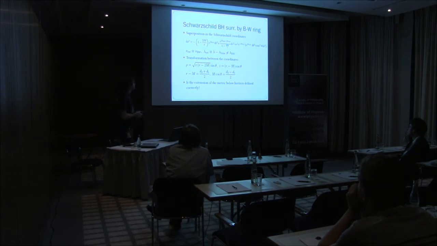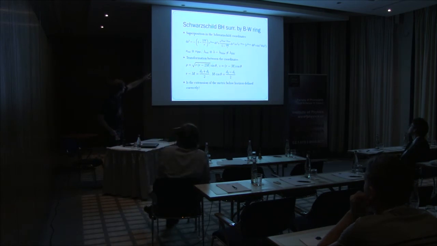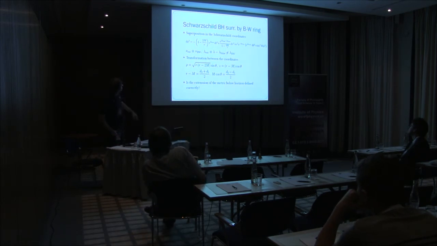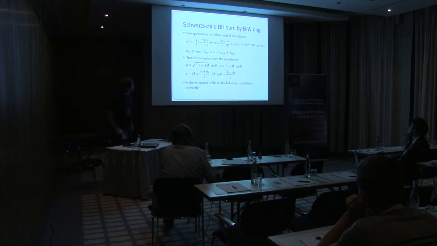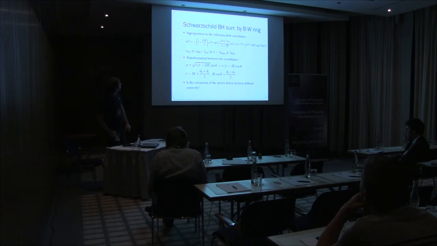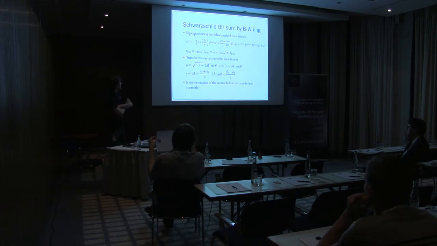The transformation between Weyl coordinates and r, the Schwarzschild coordinates, is here, and the metric looks similar to Schwarzschild space-time, but we have a new nu exterior and lambda exterior, which is defined by this, the nu of the Bach-Weyl ring, and also there is a lambda exterior. And the question is whether the extension of the metric below the horizon is defined correctly by this metric.